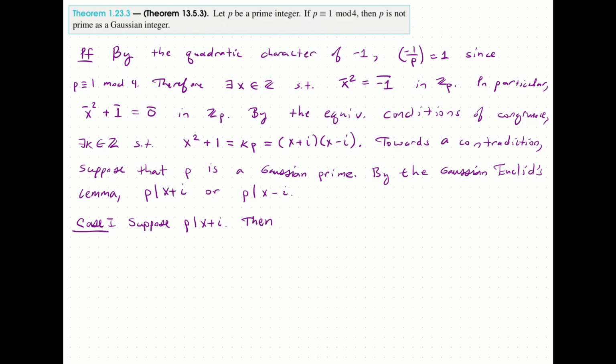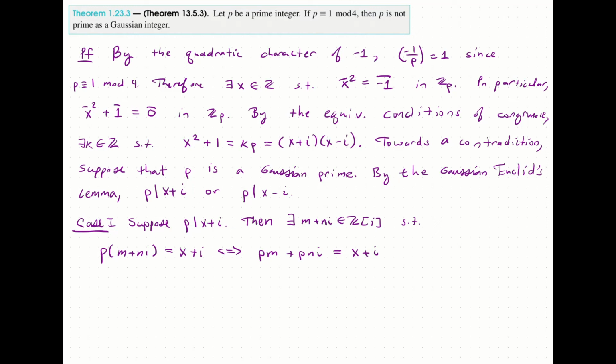Then there exists some Gaussian integer m plus ni such that p times (m plus ni) is equal to x plus i. But this will be the same as pm plus pni equals x plus i. And so we have this here. But now this will only hold if the following is the case.